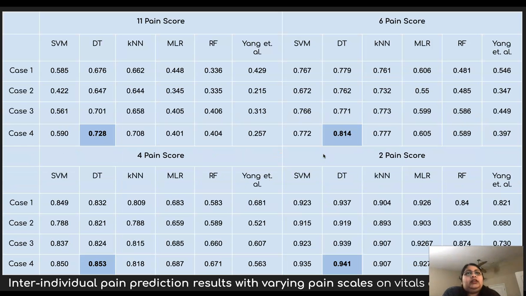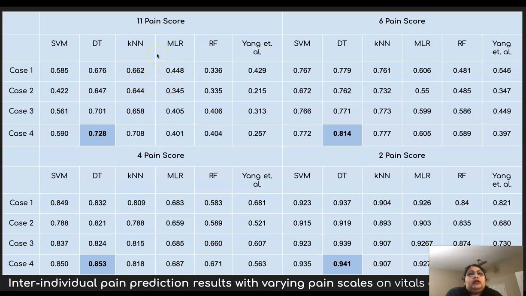Now, in our data set, we have 11 unique self-described pain scores ranging from 0 to 10. However, it is challenging for one person to distinguish between such broad and granular pain intensity levels and be consistent with every pain episode. Hence, we reported our model performance at an inter-individual level by transforming our dataset on a 6-point rating scale, a 4-point rating scale, and a binary rating scale in the table shown here. The 11-point rating scale is the same as previous.